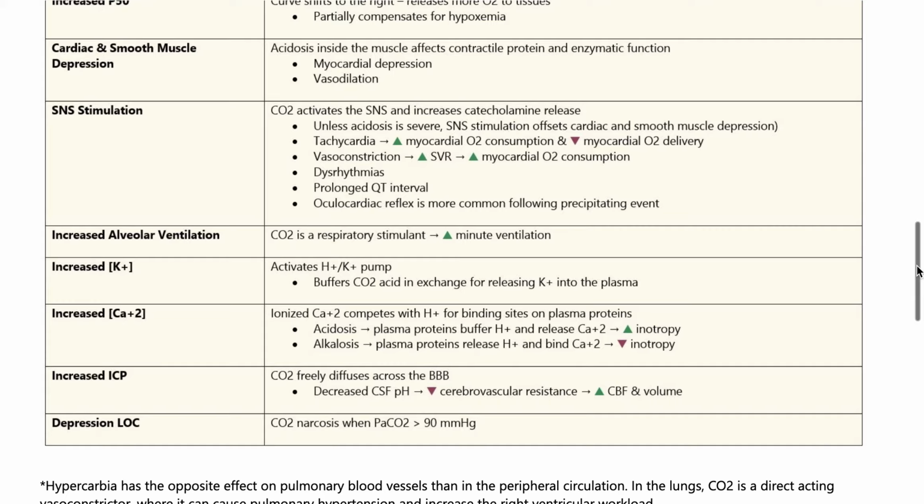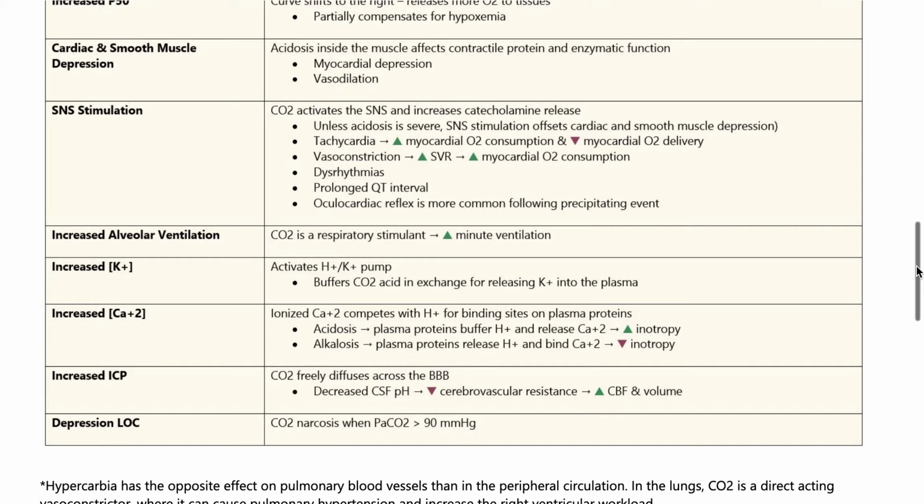SNS stimulation can also occur, and this is because CO2 activation is responsible for increasing the sympathetic nervous system and increasing catecholamine release. Unless the acidosis is severe, SNS stimulation offsets cardiac and smooth muscle depression. So tachycardia results in increased myocardial oxygen consumption and decreased myocardial oxygen delivery. Vasoconstriction results in increased systemic vascular resistance and increased myocardial oxygen consumption. Dysrhythmias can also occur due to SNS stimulation, and there's a prolonged QT interval.